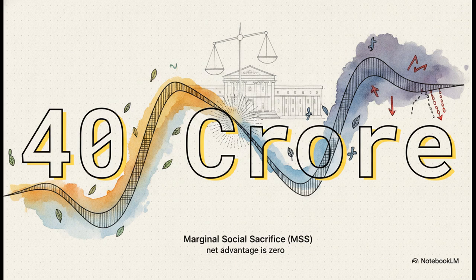If the government pushes further to 50 or 60 crores, the sacrifice will exceed the benefit. We'd enter this dangerous zone of overtaxation and overspending. So 40 crore is the absolute magical intersection, the absolute peak of optimization.